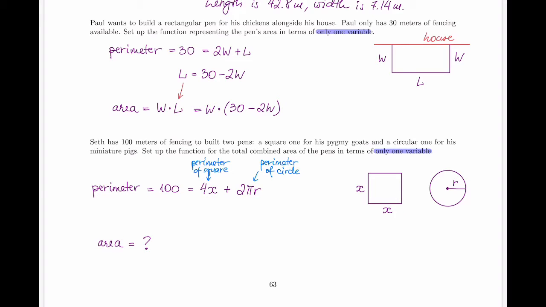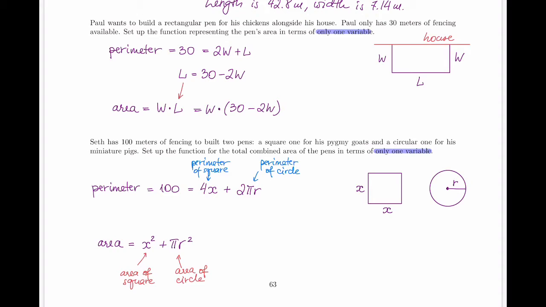Now I have to do the exact same thing, but for the total combined area, which means that I have to add up the area of the square. The area of the square is length times width, which means x times x, or x squared, which is where the power actually gets its name, plus the area of the circle. The area of the circle is pi r squared. Let me annotate this here. This is the area of the square, and this is the area of the circle. And of course, to get the total combined area, I am adding the two.